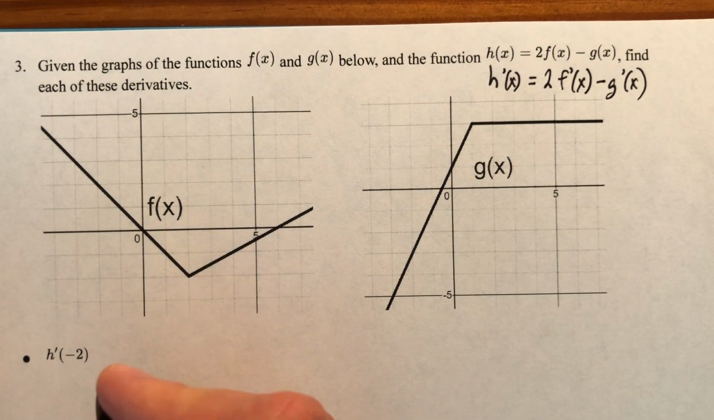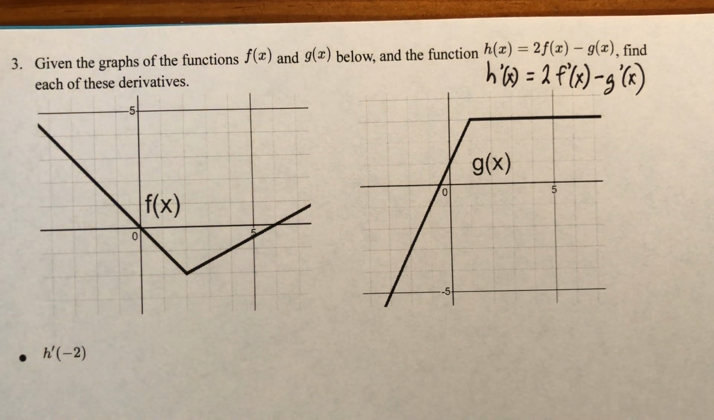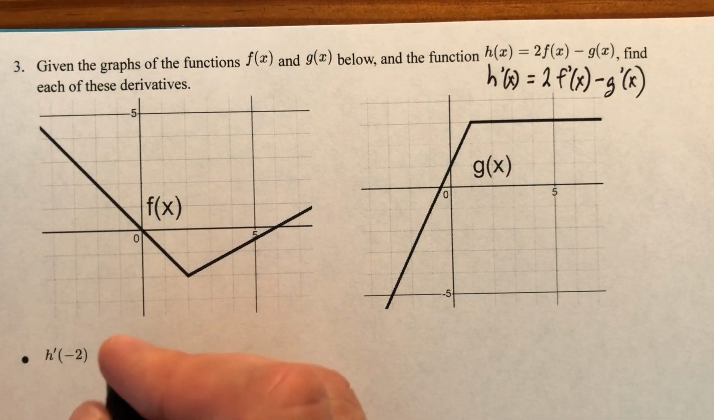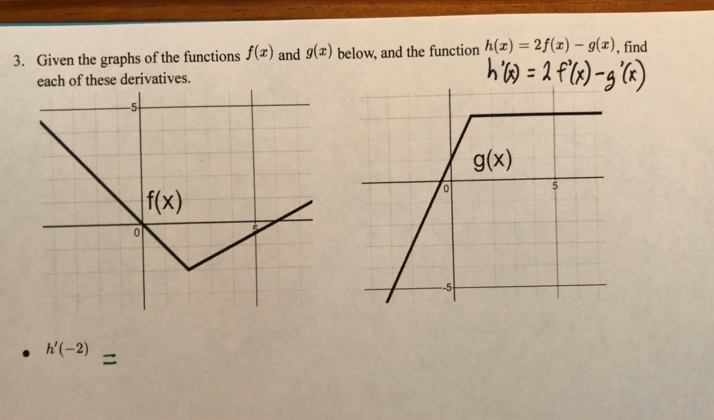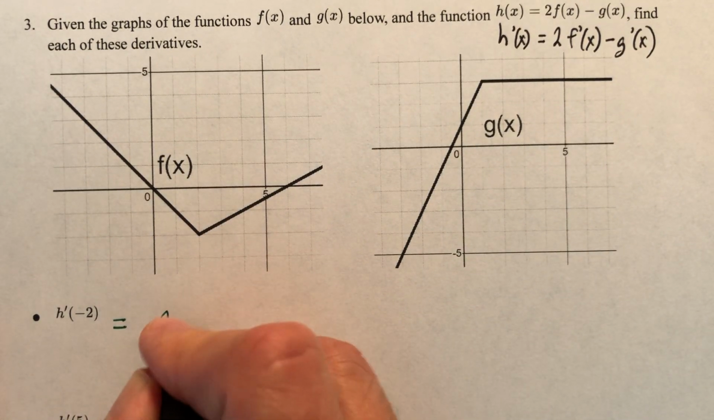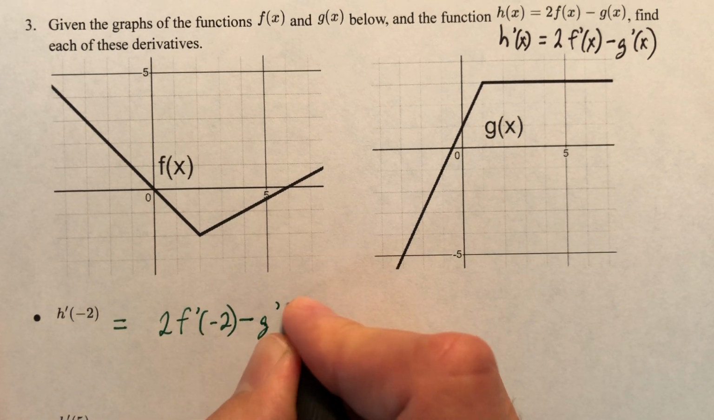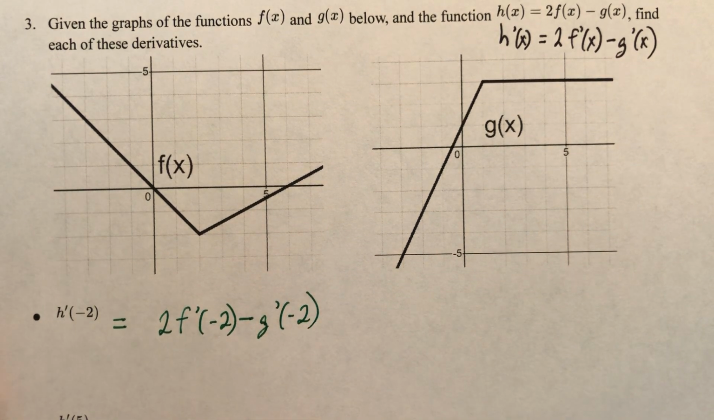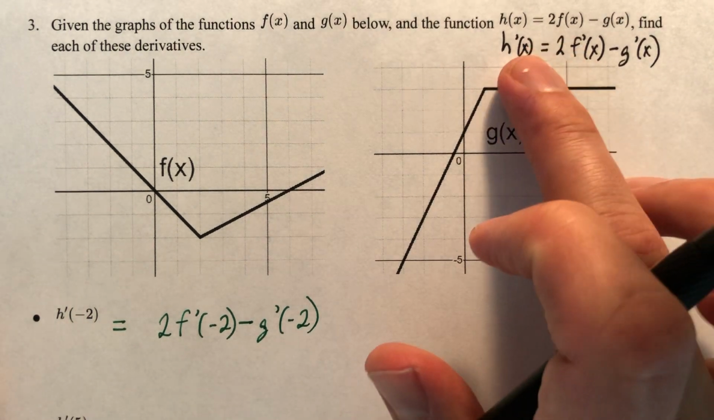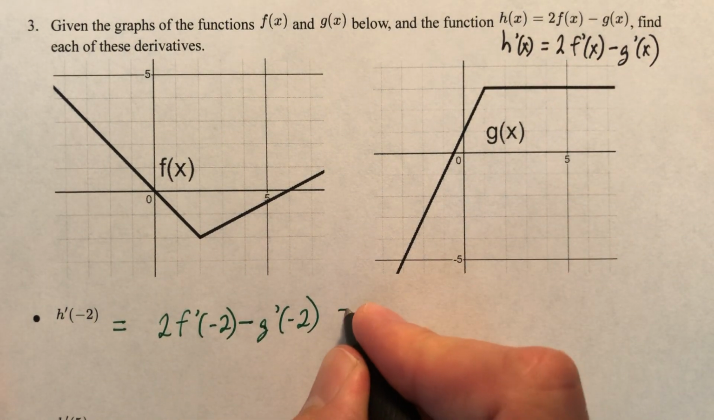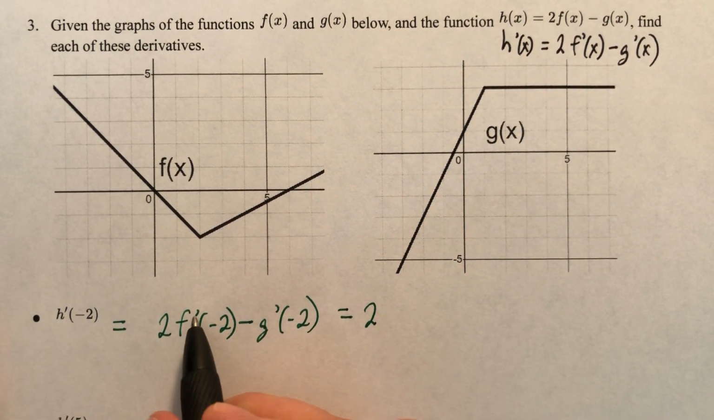H prime of negative 2, well, let's switch to green. I don't write with red much, do I? I feel like I'm shouting at you if I write in red. That would be 2f prime of negative 2 minus g prime of negative 2. What I'm doing is taking negative 2 and plugging it in right here. And we're going to continue to work this out. So 2f prime of negative 2.